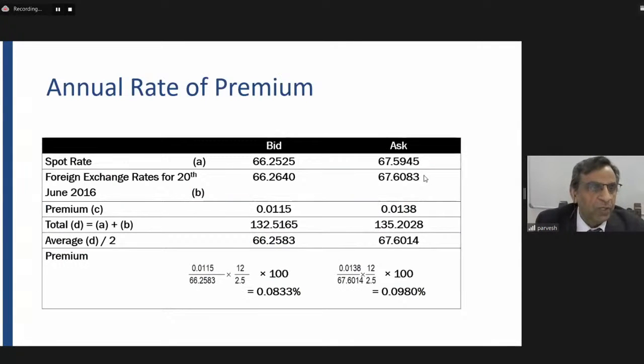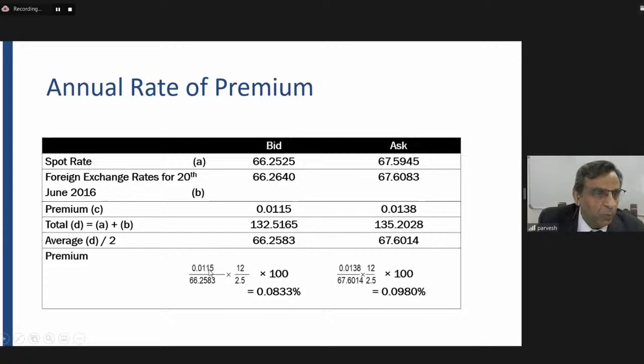Now the third part was to calculate the annual rate of premium. Here I have taken the bid rate, the spot rate which was given in the question, and then the rate which I arrived at just now for 20th of June, 66.264440. Then I'm putting the premium here, which is 115 and 138. I'm just reproducing the premium which I calculated in my last slide. Then I'm simply adding these two quotes and calculating the average of it, because in the question it's written what is the forward premium on the average quotation. So now we know the swap points and the average quotation, and this is for 2.5 months.